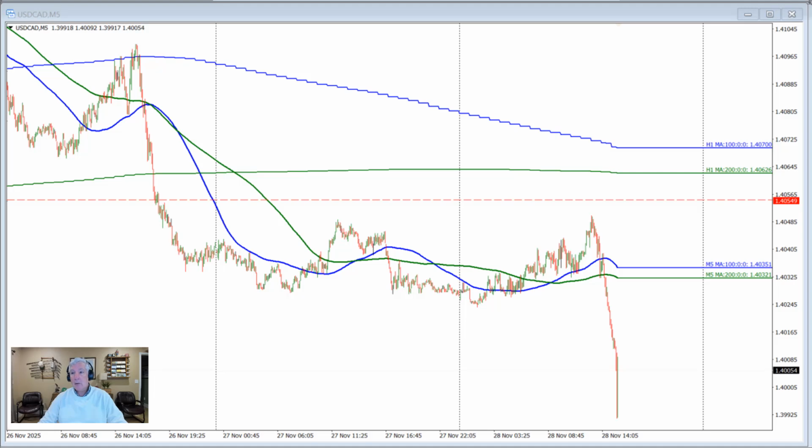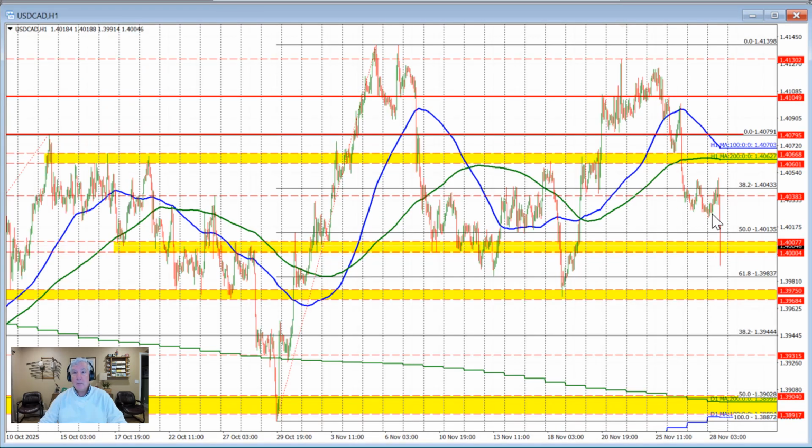Taking a look at the hourly chart, what does that look like? The move lower took the price below the 50% midpoint of the range since this low right here at the end of October to the high price that we saw at the beginning of November. That level comes in at 1.4013. It might be a close resistance level in addition to above and below the 140 level.